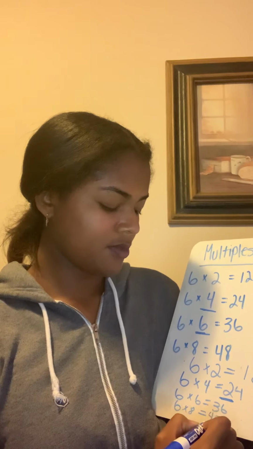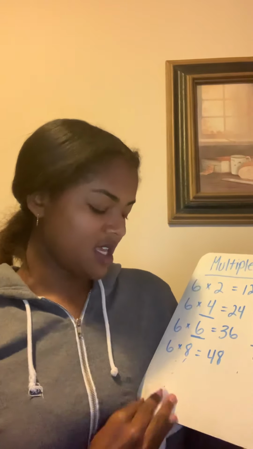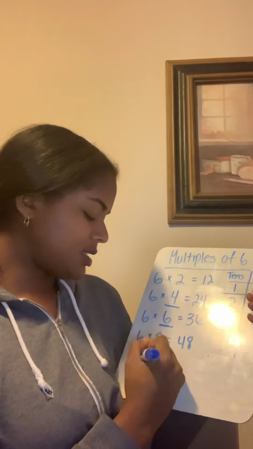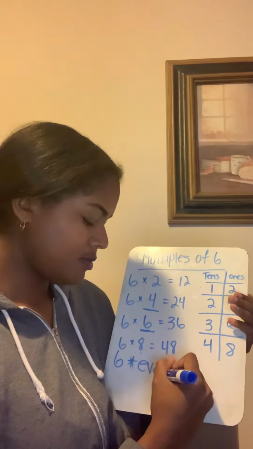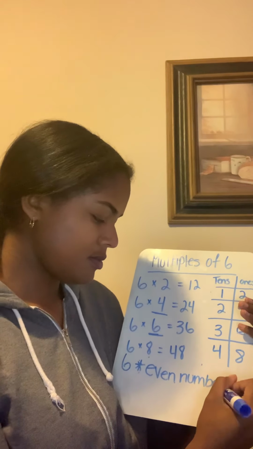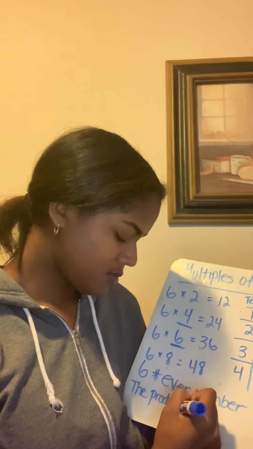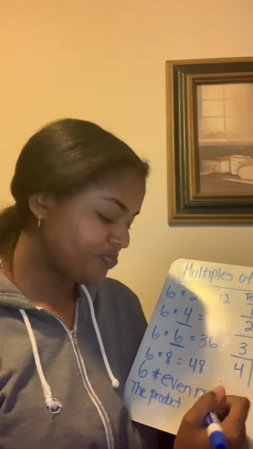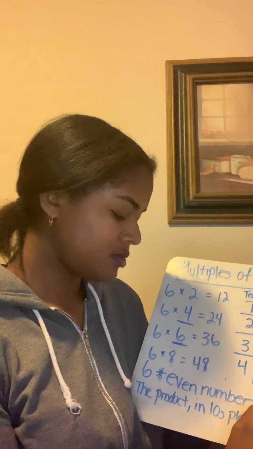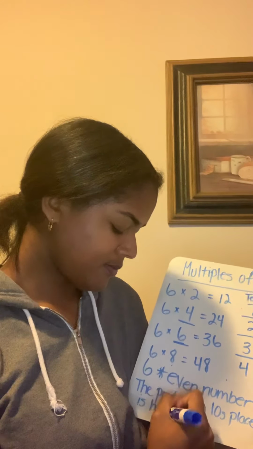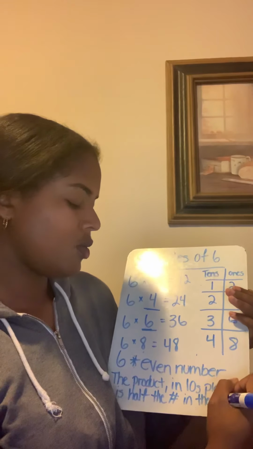So 48. So again, the pattern we see is when 6 is multiplied by an even number, the product is shown where it's in the tens place, is half the number in the ones place.